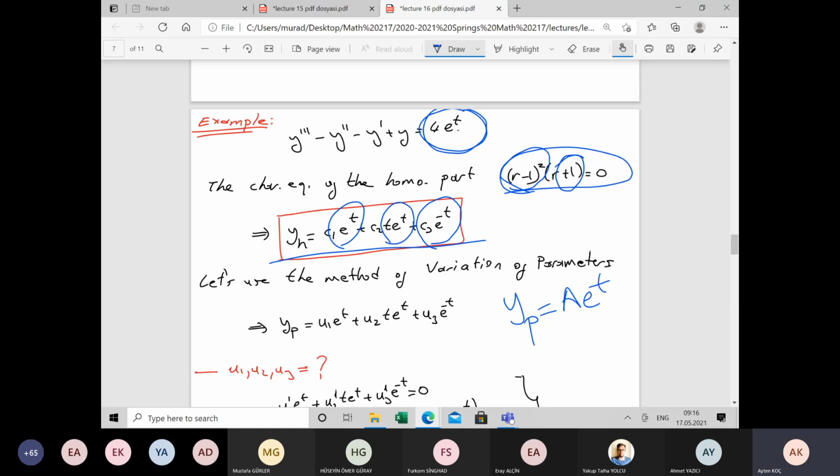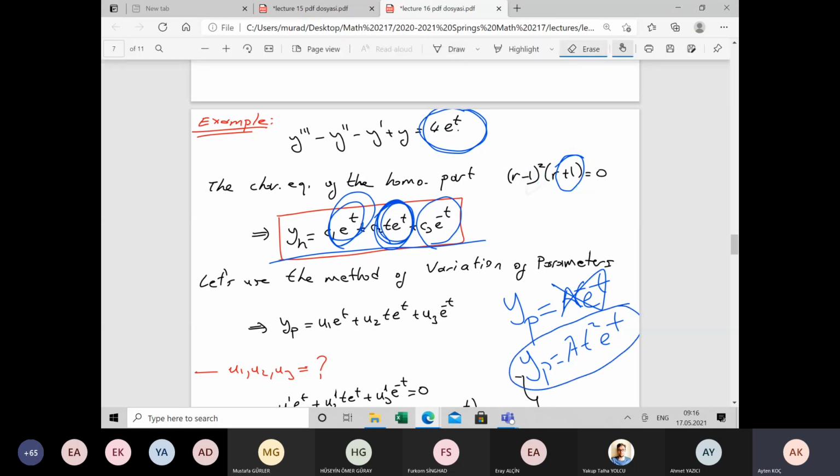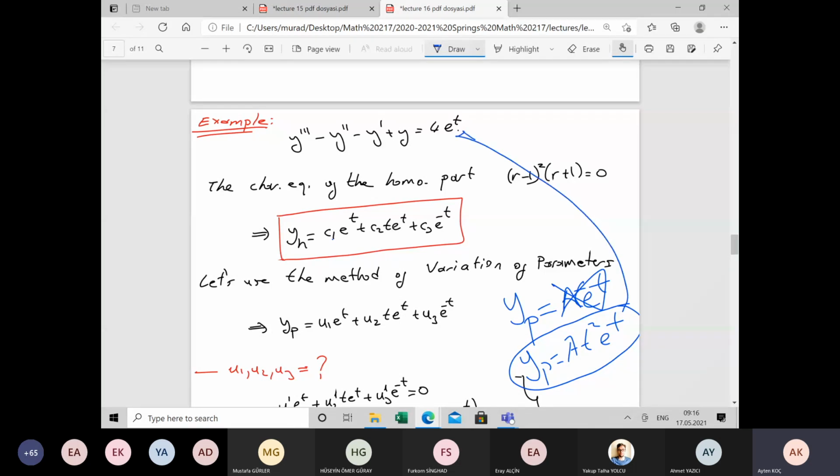But look at this one, e to the t is not linearly independent, so multiply by t, but t e to the t is also a fundamental solution. So this doesn't work, and the particular solution should be A times t squared e to the t. Then find the coefficient A by computing the derivatives. This one is homework: find the particular solution by using the method of undetermined coefficients.